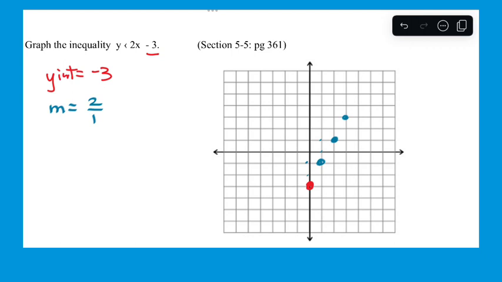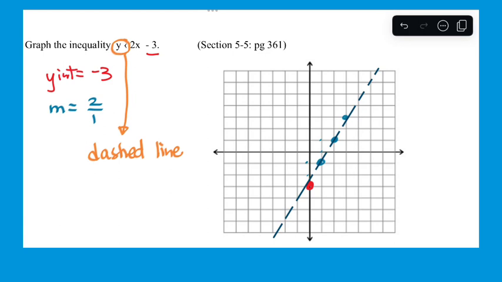And then I need to look at whether it's going to be a solid line or a dashed line. And because it says it's less than, I know that it cannot be a solid line, right? Now I could start with a solid line, but I have to remember to erase and get those little dashes in there because it is a dashed line, it's not solid.